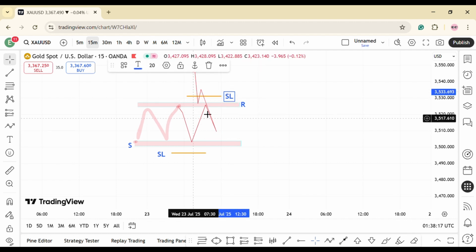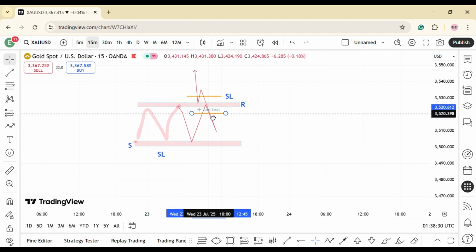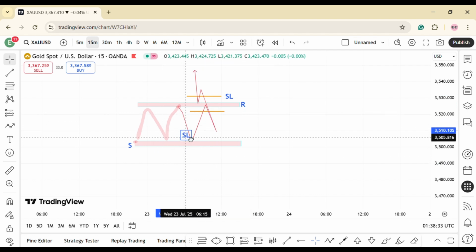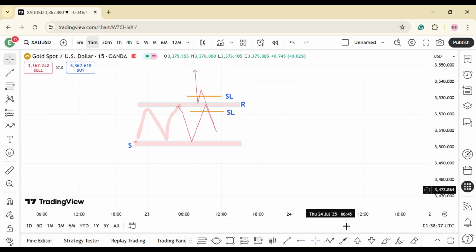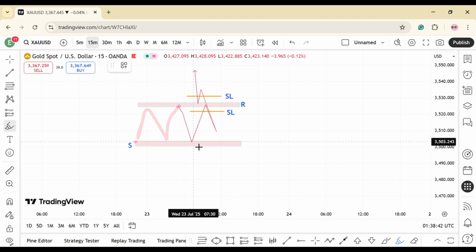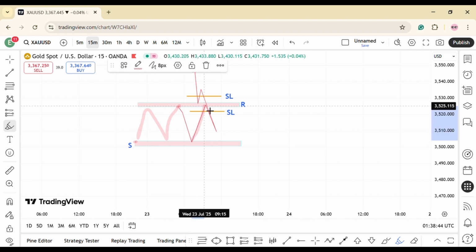And those who are waiting for the market to break structure, then retest, their stop loss will be here. This is where their stop loss will be. So this is the stop loss. Now, this is what market will do. You already know, we've done the example before. Market will just push to this side.